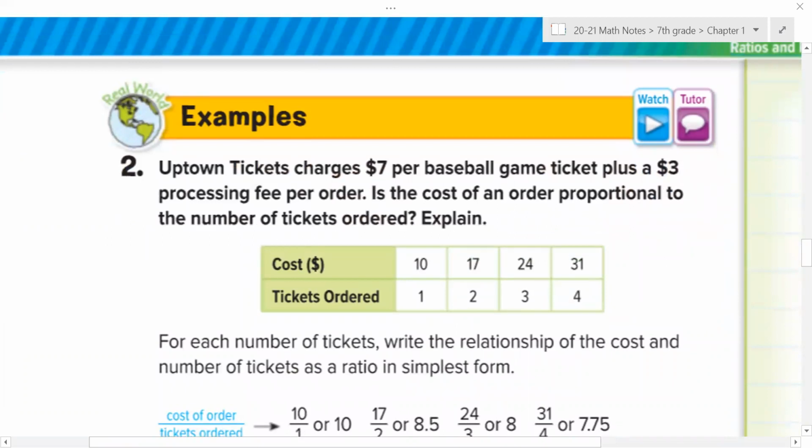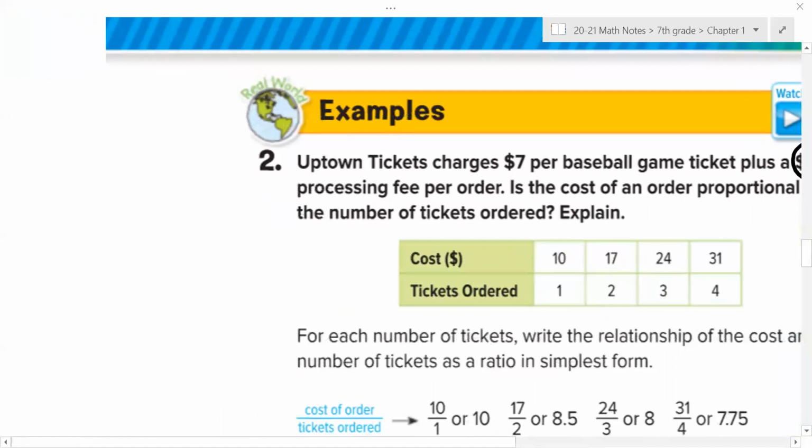This one starts to introduce some other form of a fee, a charge, a set rate that is already there. Uptown ticket charges $7 per baseball game ticket plus a $3 processing fee. And I'm going to circle that $3 processing fee so I remember how that goes. Is the cost of an order proportional to the number of tickets ordered? Explain. So we have a situation where it's $7 for each ticket.